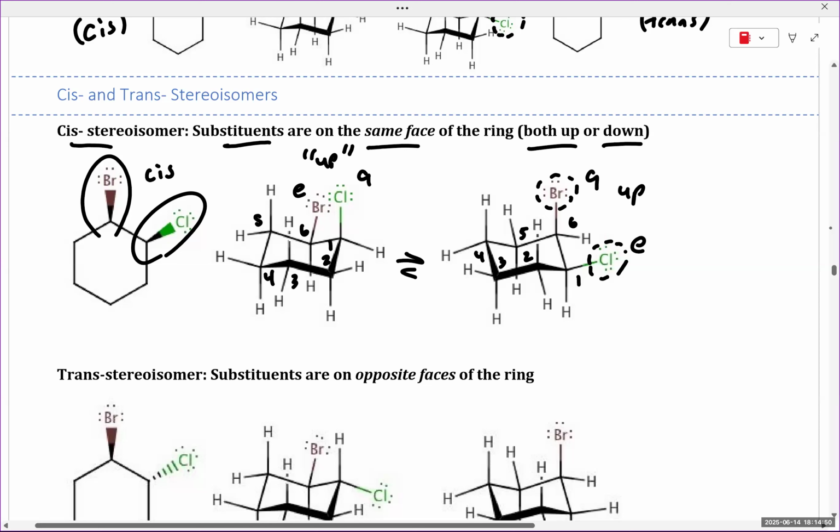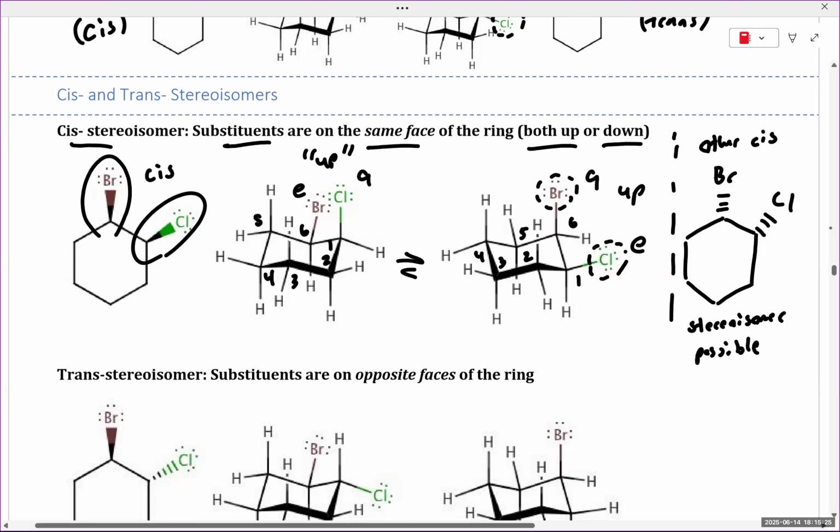For those who are paying attention and being a little bit observant to this definition, we've drawn just one of the cis stereoisomers. The other cis stereoisomer possible for this molecule has both the bromine and chlorine pointing down. This is the other cis stereoisomer.